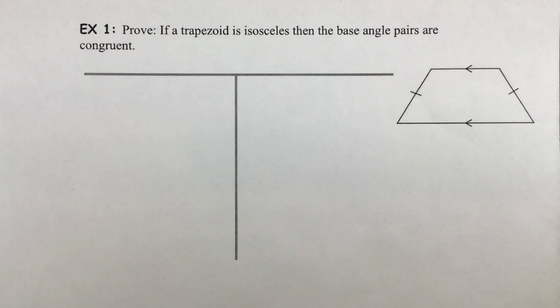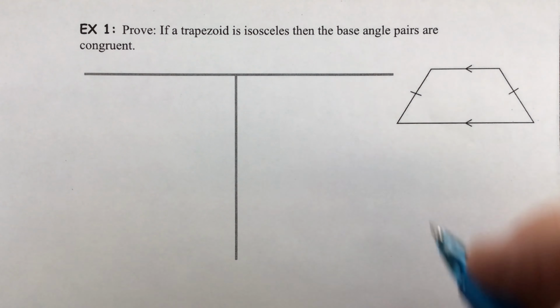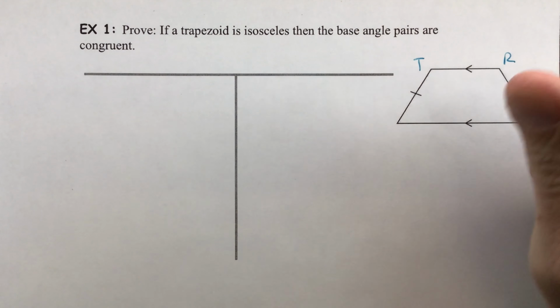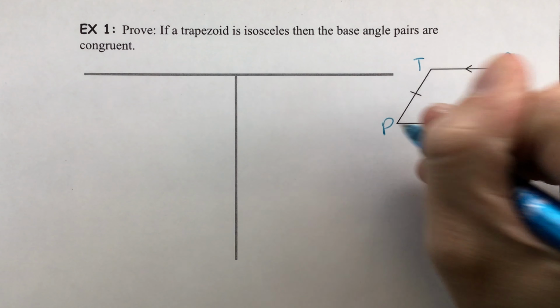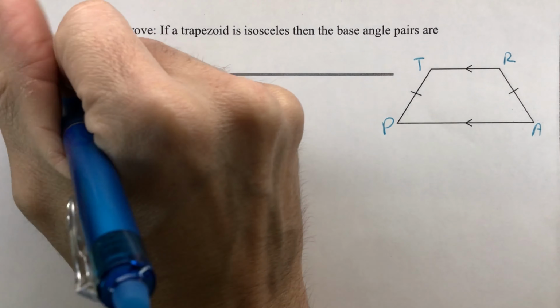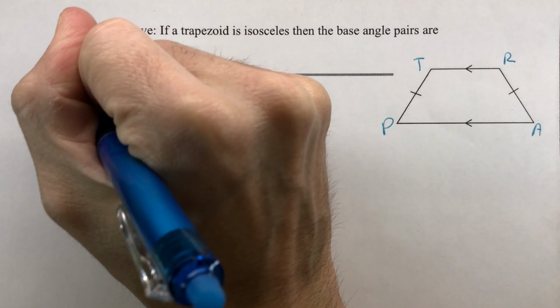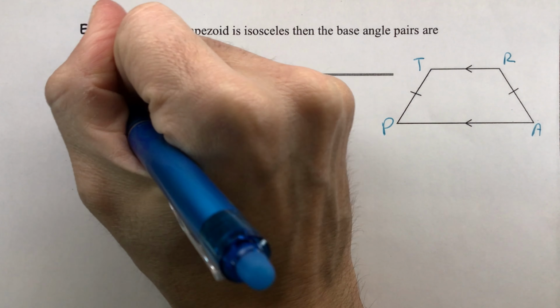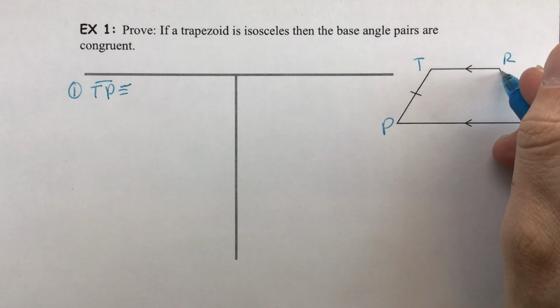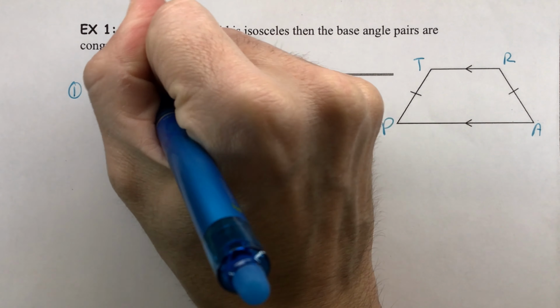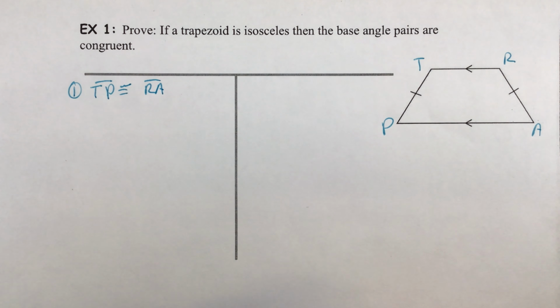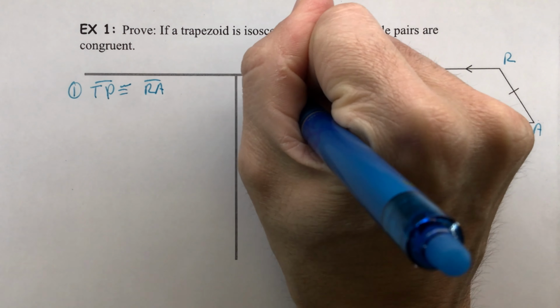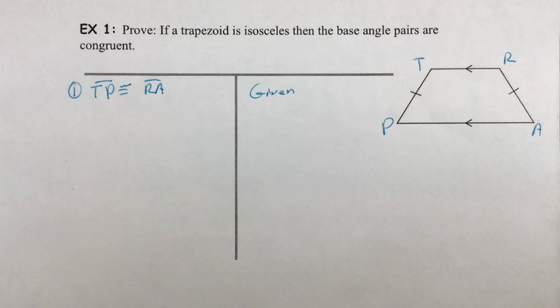All right, to start things off, let's go ahead and give it a name. I'm going to have to refer to some things here. Let's call it TRAP for trapezoid. And our given information is that TP, that leg length here, is going to be congruent to RA. That is our given because this is an isosceles trapezoid. You could even refer to that as the definition of an isosceles trapezoid. I'll just say that it's given because it's actually mentioned in the prompt part there.